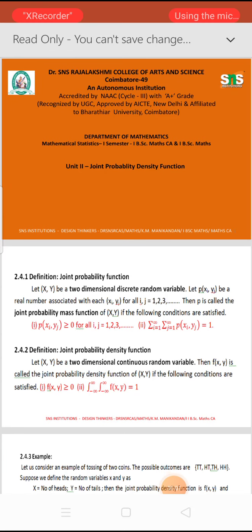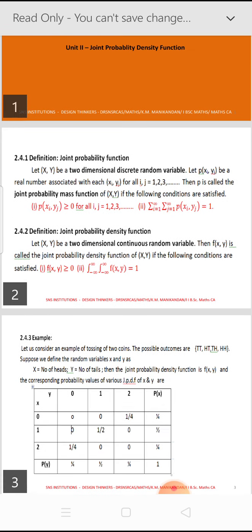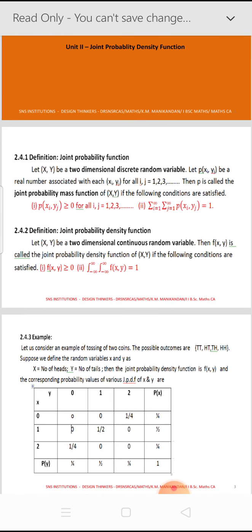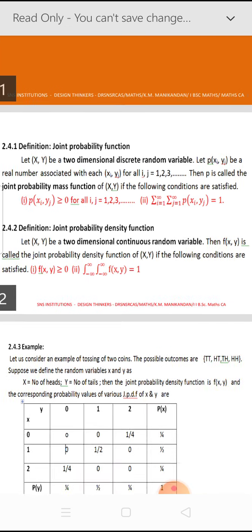Today we are going to discuss the topic of joint probability density function. This is an important concept in mathematical statistics. First, we see the definition of joint probability function.